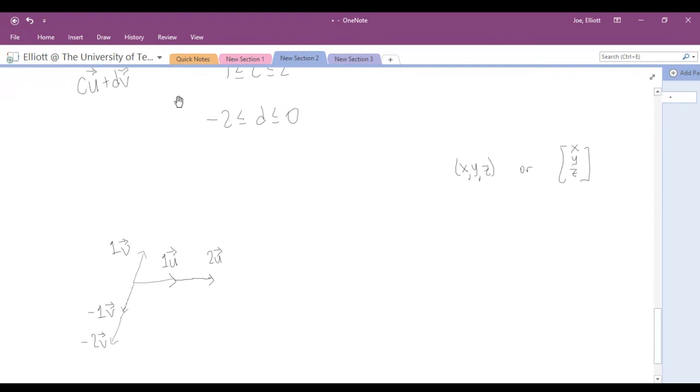All right, but let's finish up this example real quickly. So here I had c between 1 and 2. So that puts me somewhere in this range. And then with d being between 0 and negative 2 down here, that would correspond to this parallelogram in the middle. So c is between 1 and 2, and d is between negative 2 and 0.